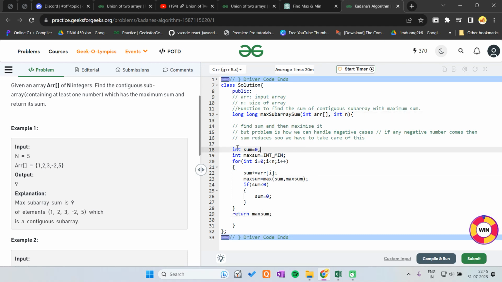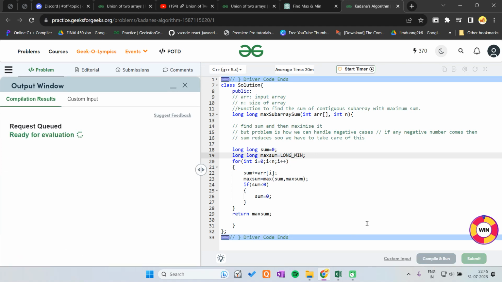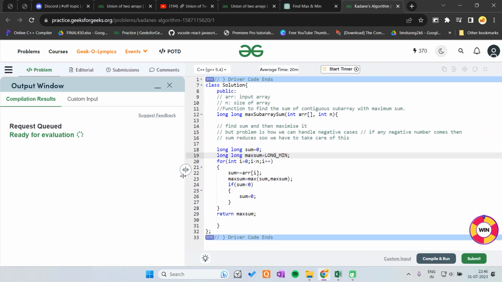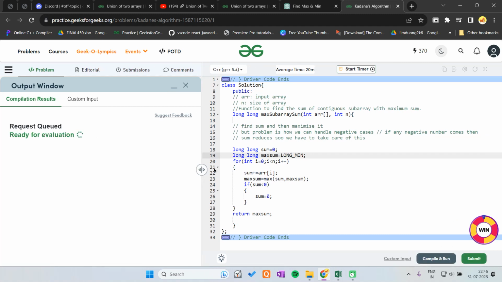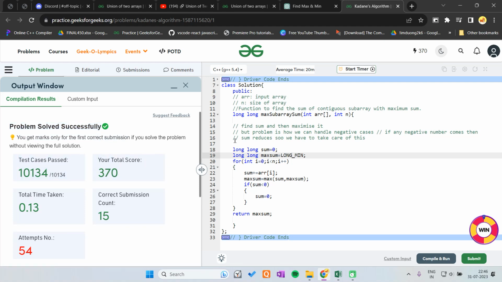The question is given in long, so take care of that also. I think this is done perfectly fine. After running, we are able to find the answer. I think all test cases should pass. Yes, all test cases are passed and the question is solved successfully. So this is the approach you can use to solve this question.